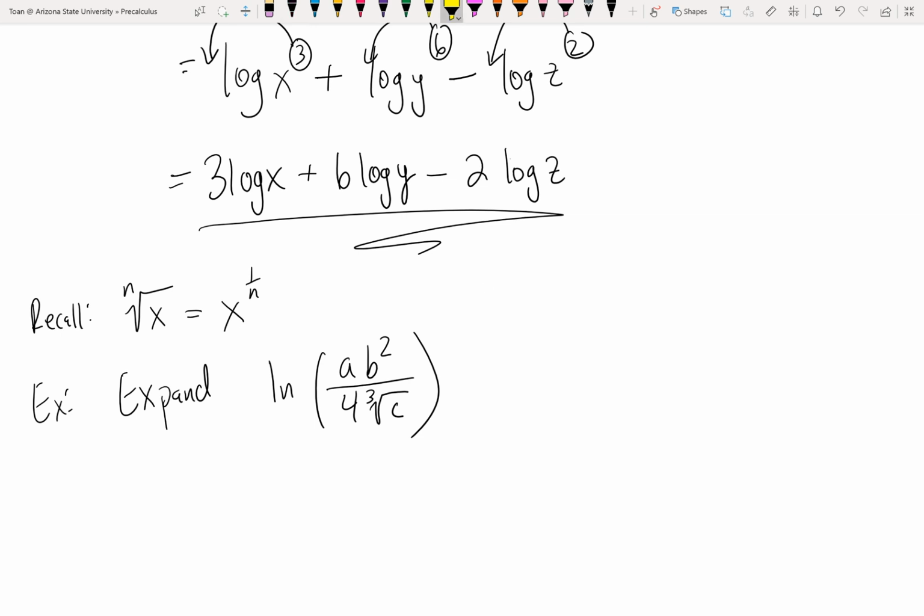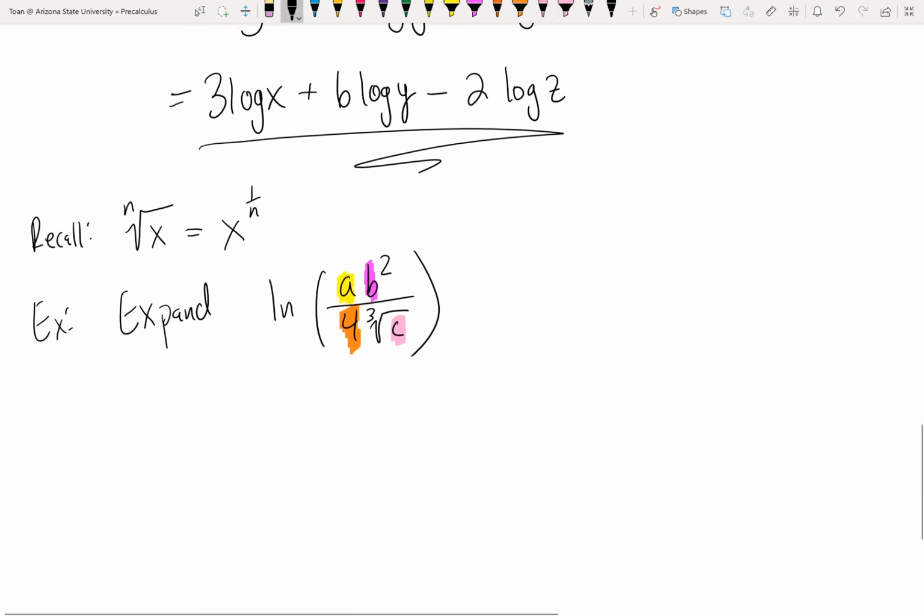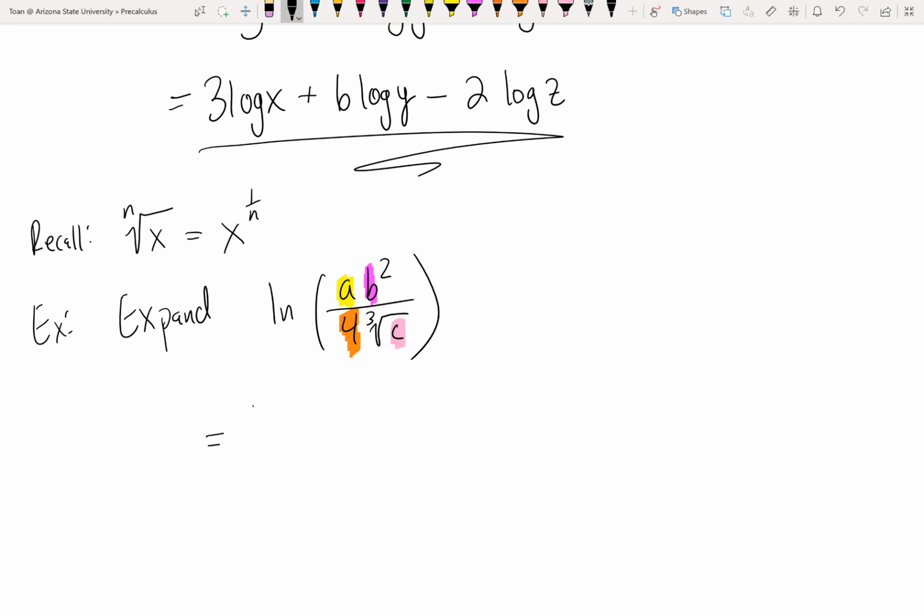So again, the first thing I would do is identify the unique players or factors or bases. So a, b, the 4 by itself, and then the c. We actually have 4 different players here. Again, basically you're looking for individual numbers and individual letters. So I know that when I break this apart, I should have 4 logs: the natural log of a, the natural log of b squared, the natural log of 4, the natural log of the cube root of c.